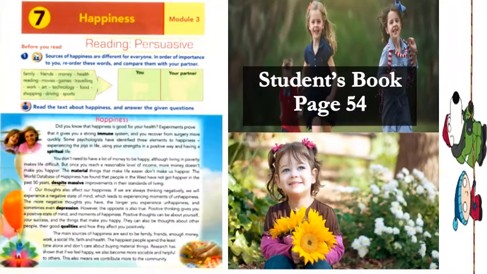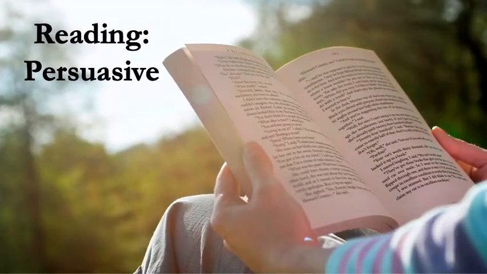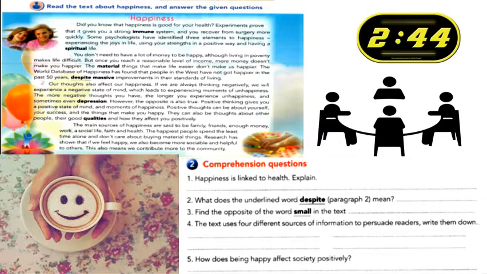Now let's move to our students' book, page 54, and read our text about happiness. The text here is a persuasive reading. Now it's the time of reading. Read the text about happiness and answer the given questions. Take your time, read, try to understand, then try to find the answers to the questions.